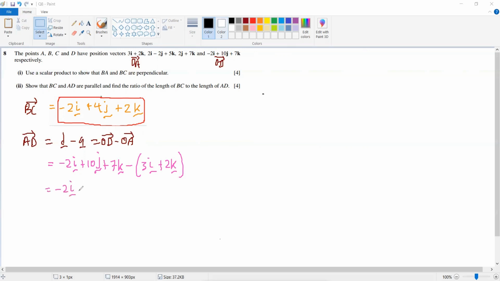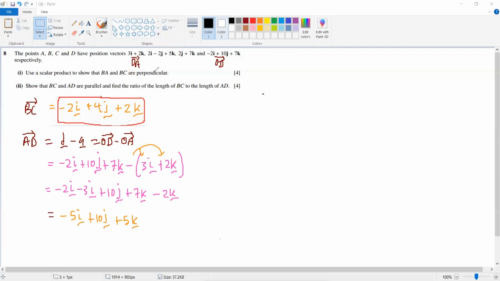Minus 2i minus 3i plus 10j, and then this one is 7k. We multiply out minus 2k. Please take note of the signs I'm assigning according to the expansion of the bracket like this, and rewriting the order. So this becomes, let's calculate it, minus 5i plus 10j. 7 minus 2 is 5k.